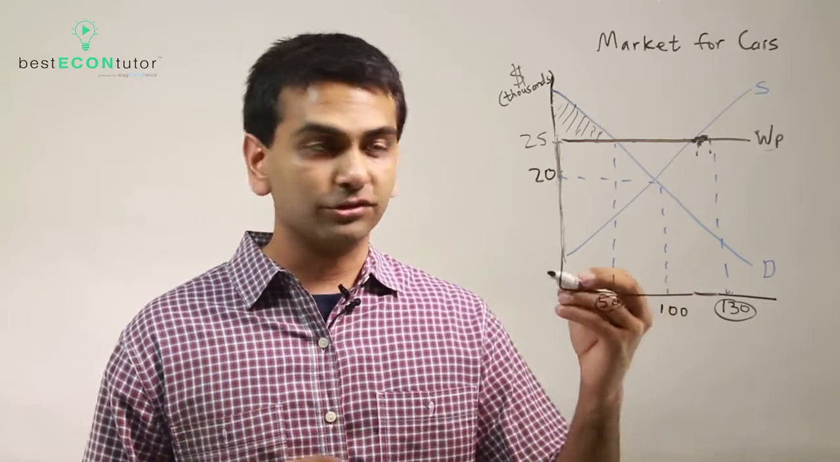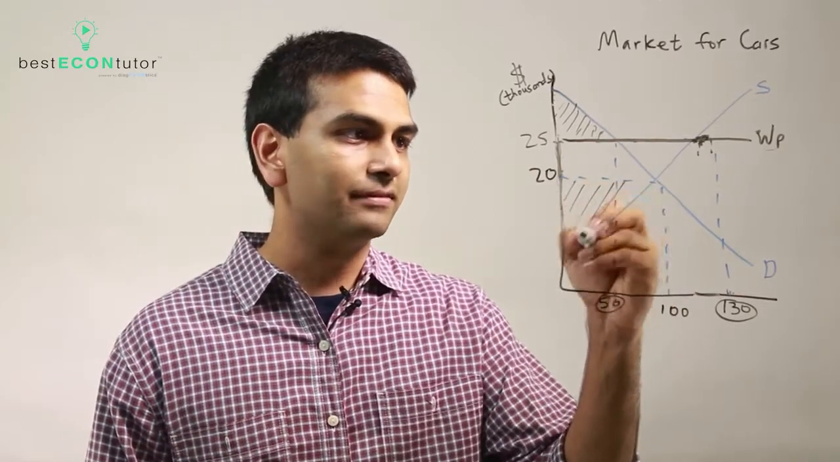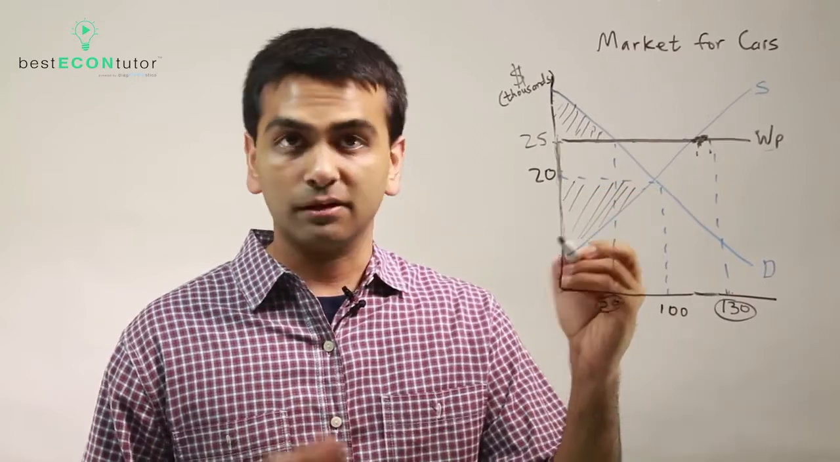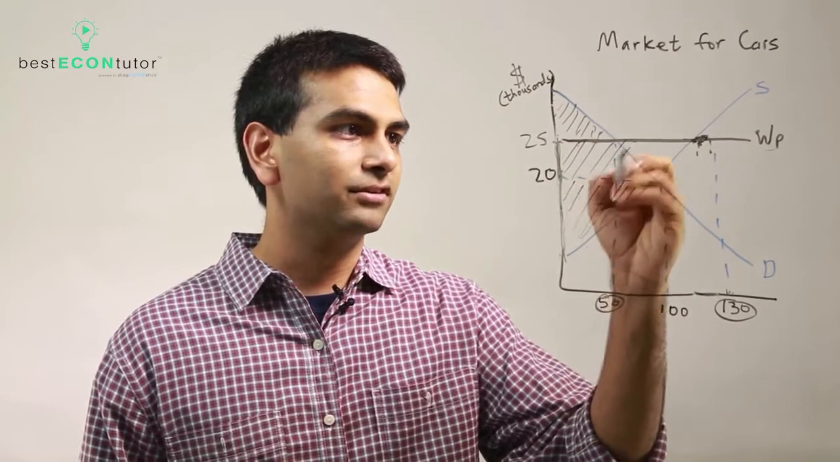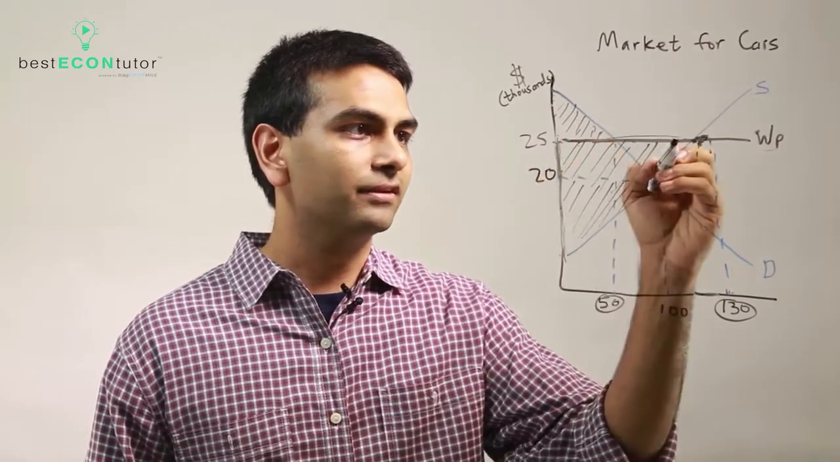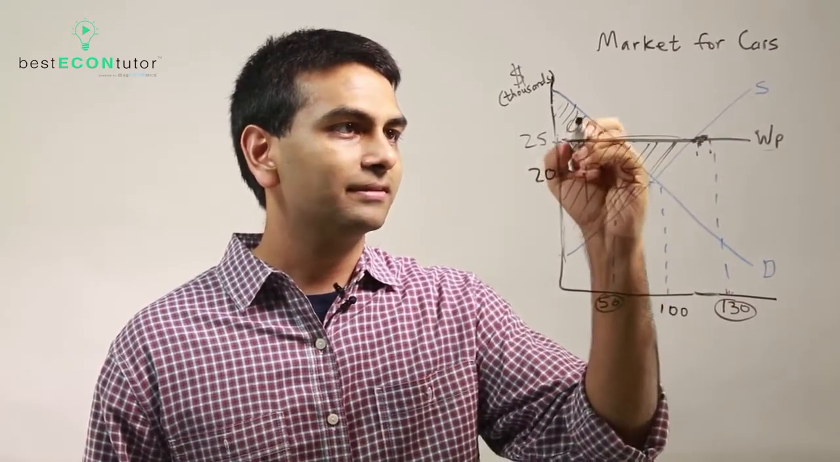And now let's look at the producer surplus. It used to be this much, right? It used to just be everything below 20 and above the supply curve. But now it's everything below 25 and above the supply curve. So now it goes up by this much. So the new PS is really this much. That's a PS. And that's a CS.